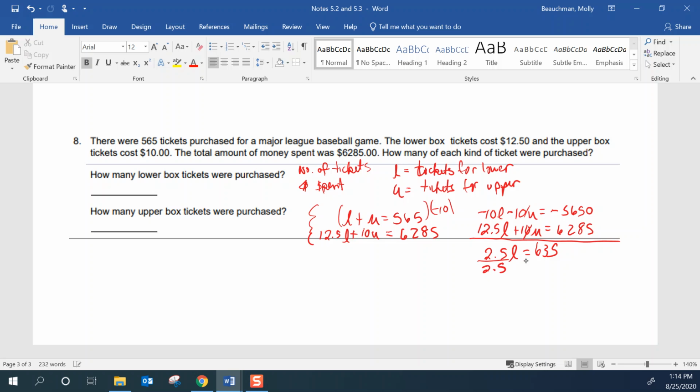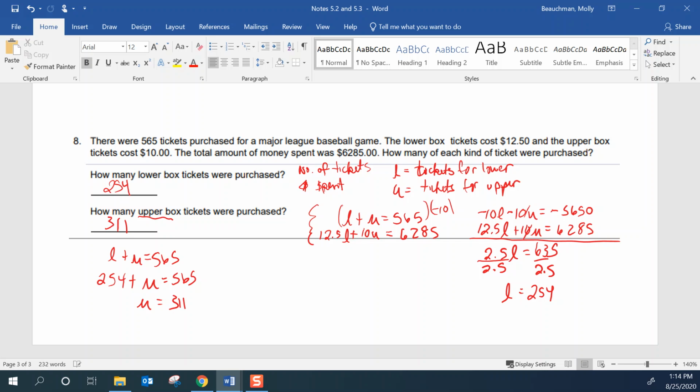Divide both sides by 2.5. And we end up with 254 for L. So there were 254 lower box tickets. Then to figure out how many upper box tickets, I've got my ticket formula. L plus U equals 565. So let's put 254 in there for L. Subtract 254 from each side. I end up with 311 upper box tickets.